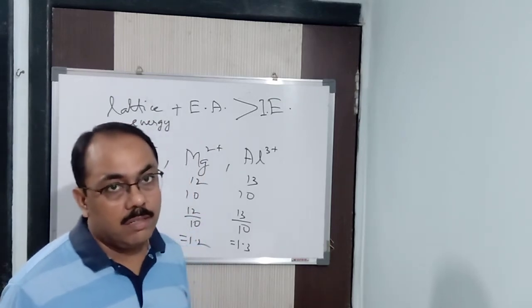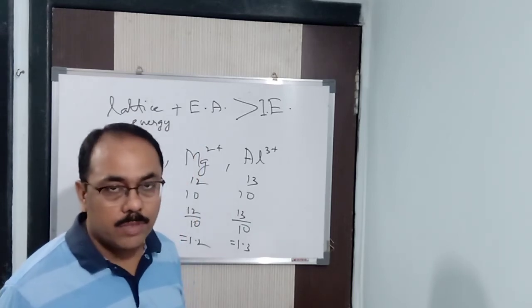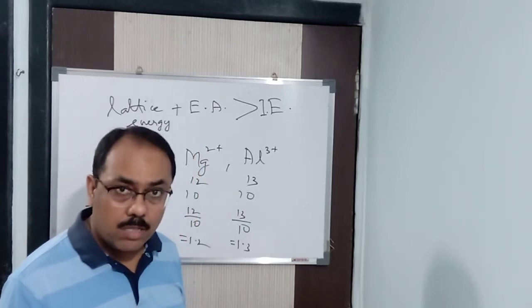And if you see the properties of the electrovalent compound, they are basically solid, they are crystalline in nature because they have a definite geometrical structure.